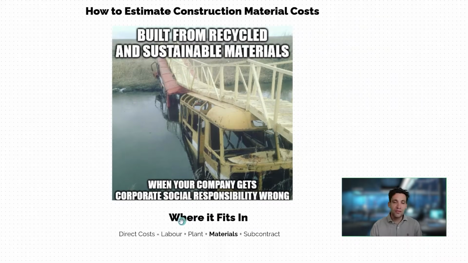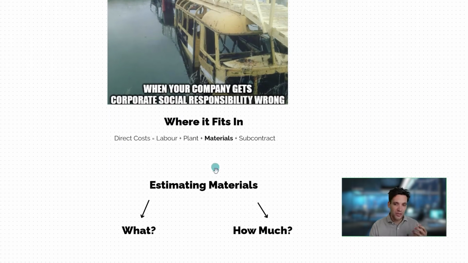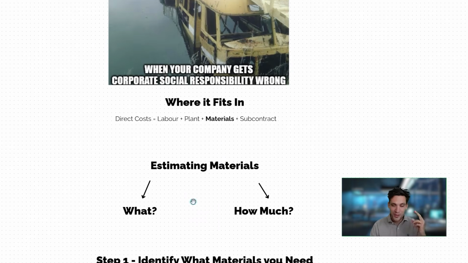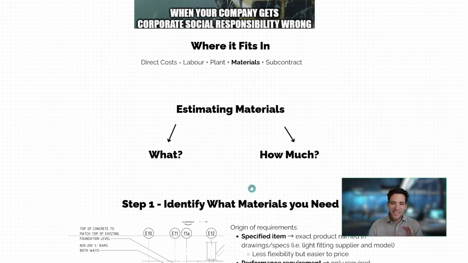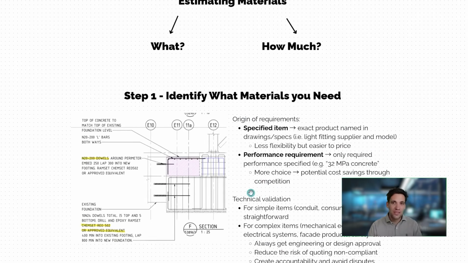Where do materials fit in? Well, they're just one of our construction direct costs made up of labor, plant, materials, and subcontract costs. And estimating materials ultimately comes down to two very simple questions. What do we need to buy and how much of it do we need? So step one in this insanely complicated process is to identify what materials you need.